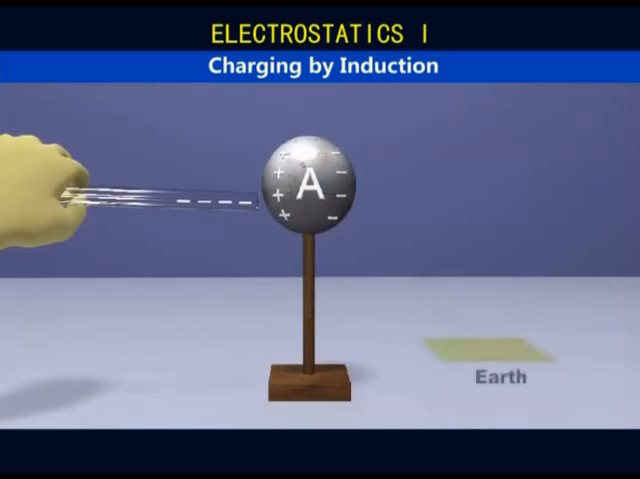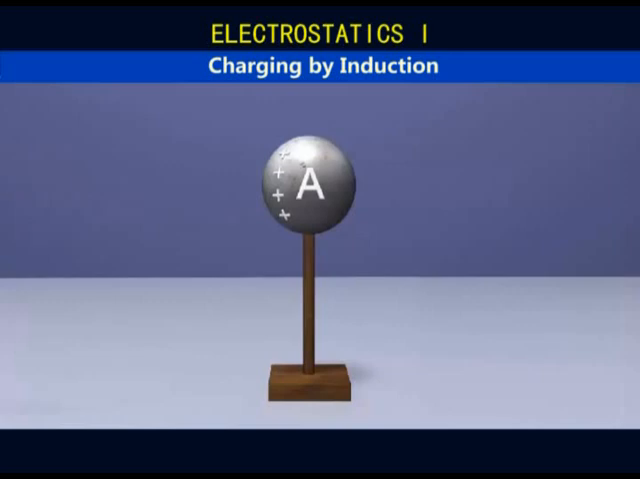Now, if we earth the far side of the metal sphere using a conducting wire, the electrons on the far side of the metal sphere flow into the ground. The positive charges are however held at rest by the negative charges on the rod. And when the glass rod is withdrawn, the positive charges in the sphere redistribute uniformly. In this way, the sphere acquires an overall positive charge.